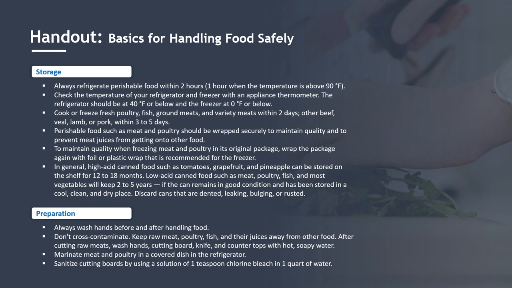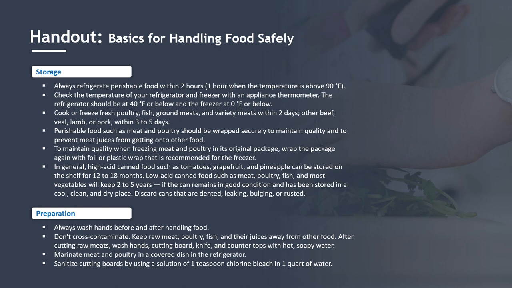In general, high-acid canned foods such as tomatoes, grapefruit, and pineapple can be stored on the shelf for 12 to 18 months. Low-acid canned foods such as meat, poultry, fish, and most vegetables will keep 2 to 5 years if the can remains in good condition and has been stored in a cool, clean, dry place. Discard cans that are dented, leaking, bulging, or rusted.